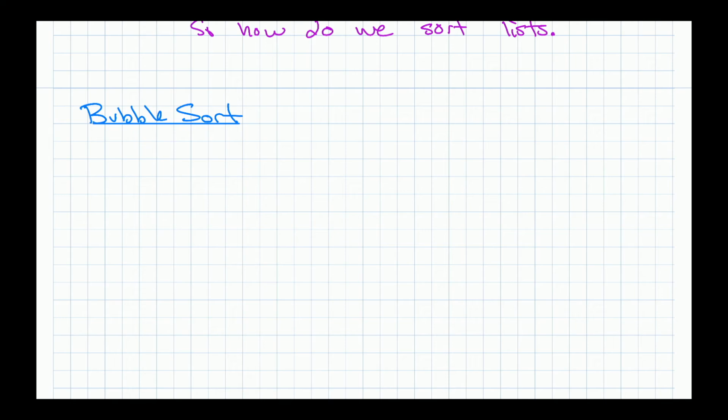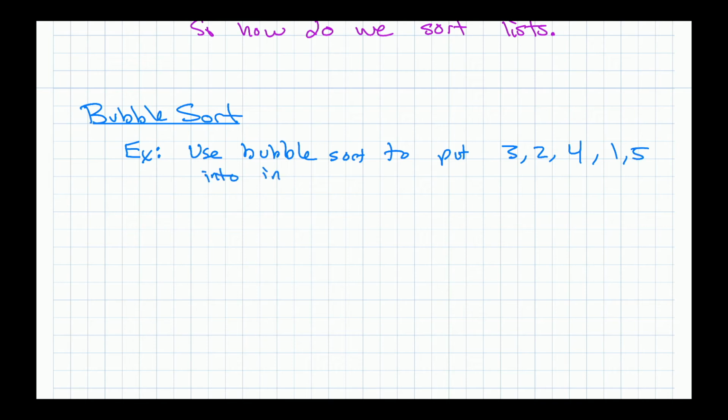Okay, so it's kind of hard to describe, but I will show you by performing it, and then you'll see. So let's do an example first, actually. So example, use bubble sort to put 3, 2, 4, 1, 5 into increasing order.